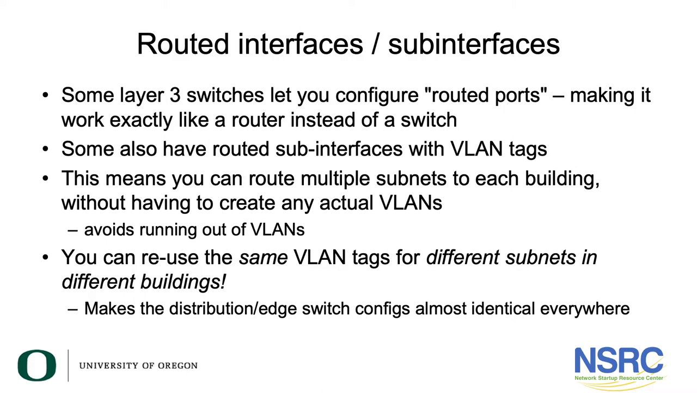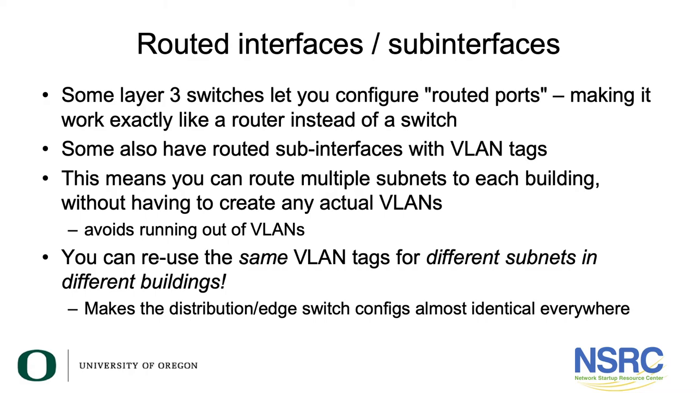Some layer 3 switches will let you configure routed ports, making it work exactly like a router instead of a switch. Some also have routed subinterfaces with VLAN tags. This means you could route multiple subnets to each building without actually having to create separate VLANs. This will help you scale in the case that you're going to run out of VLANs.